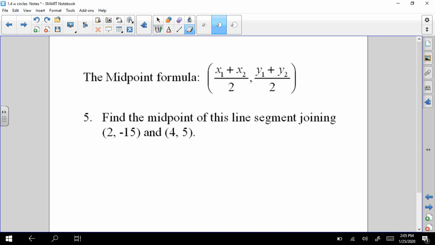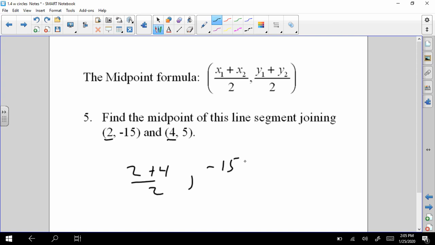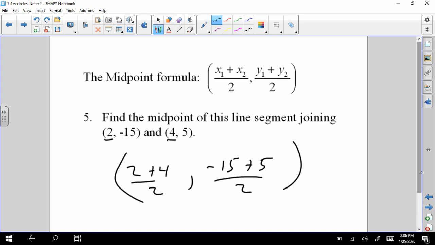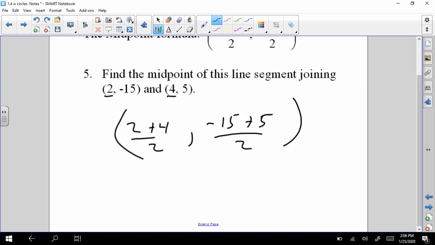Average your two x's. 2 plus 4 over 2, comma, average your two y's. Negative 15 plus 5 over 2. Was there any subtraction here? No, because it's average. It's not like the rise and run scenario that we had leading up to the distance formula. It's 6 divided by 2, which is 3. It's negative 10 divided by 2, which is negative 5.